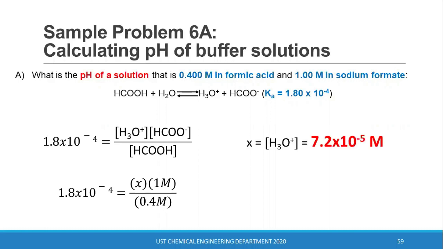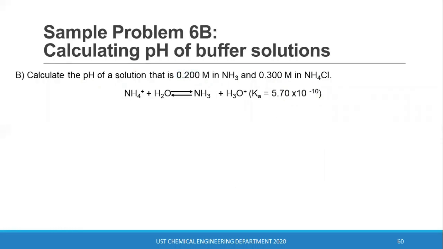Writing the expression for Ka and substituting the givens in the following expression will result to the value of X, which is also equal to the hydronium ion concentration, which is equal to 7.2 times 10 to the negative 5 molar. Plugging in the calculated H plus concentration to the formula for pH will yield the value 4.14. Sample problem 6A is now completely solved. Let's now move on to sample problem 6B. Calculating pH of buffer solutions.